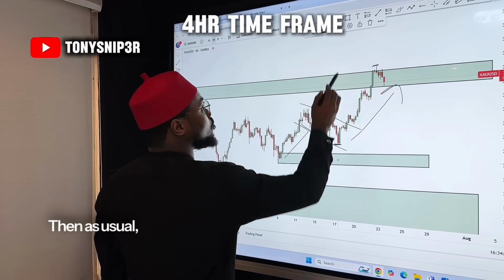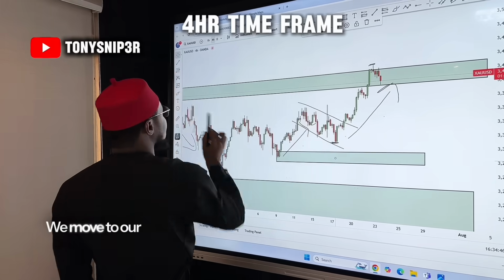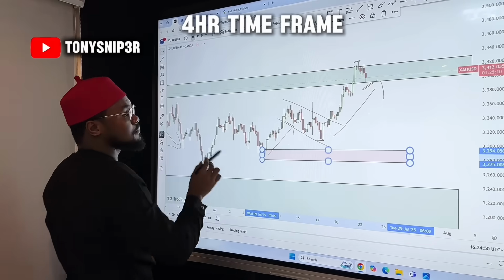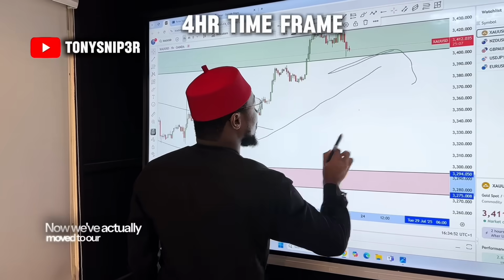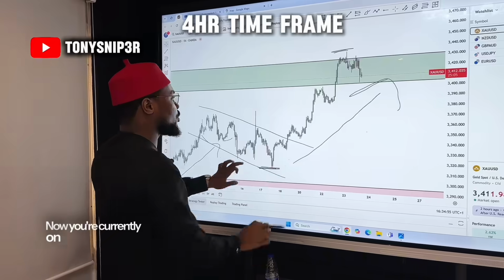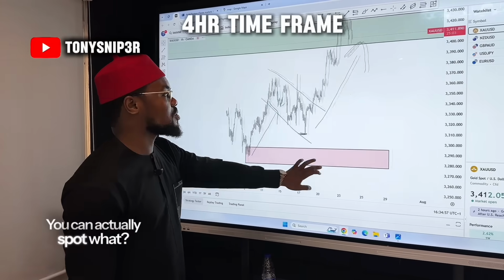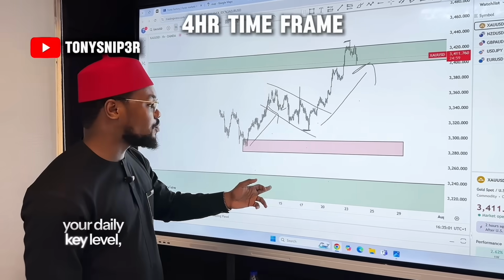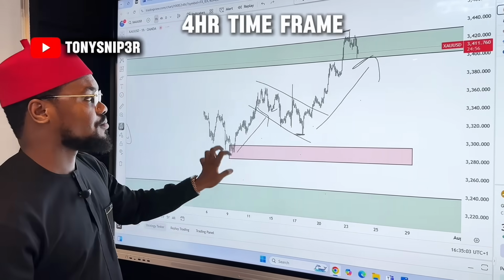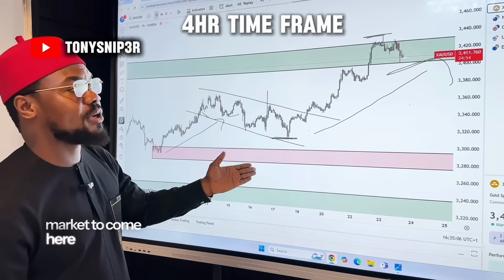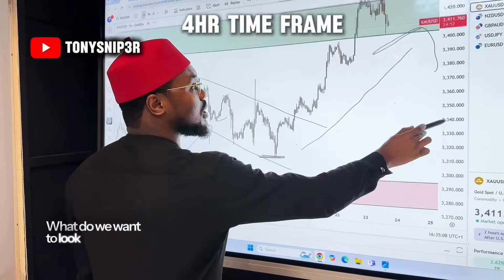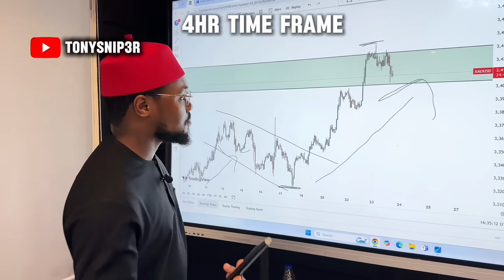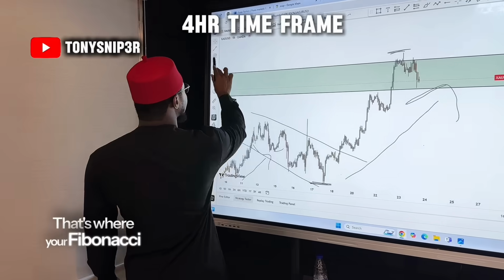Then as usual, we move to what? We move to our 1-hour time frame. Now we've moved to our 1-hour time frame, right? Now you're currently on your 1-hour time frame. You can actually spot what? You can actually spot your daily key level, your 4-hour key level. Now we can't be waiting for the market to come here before we buy or sell. What do we want to look out for? We want to look out for where the market would likely retrace. Where would that part be? That's where your Fibonacci comes in.